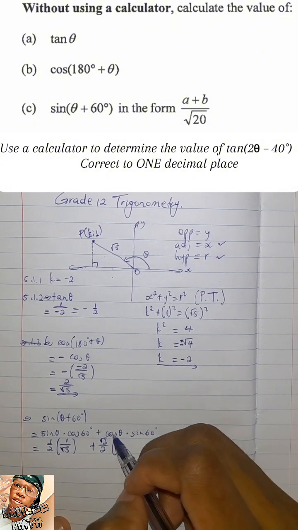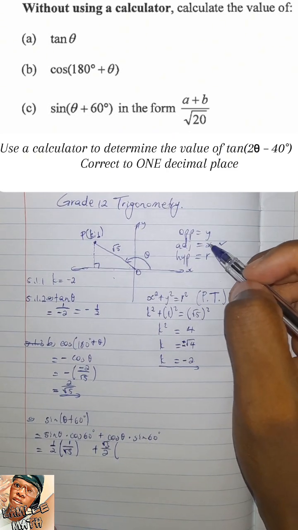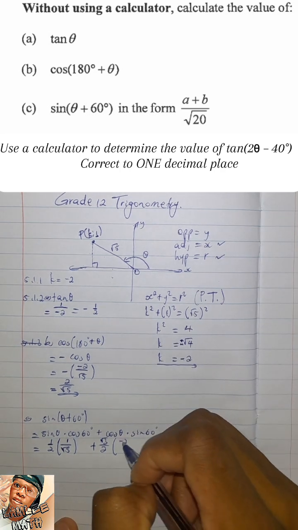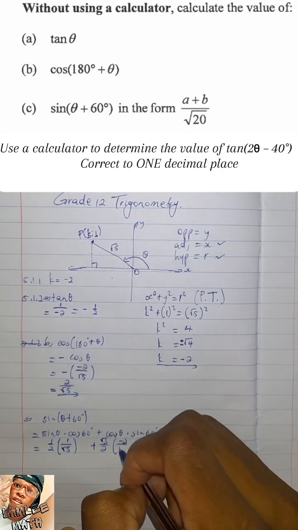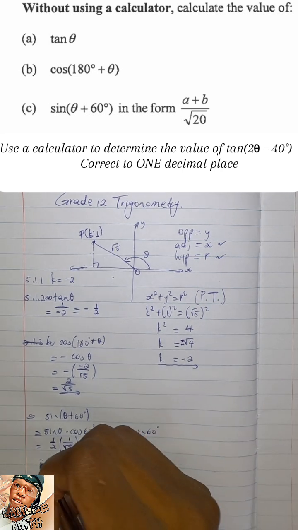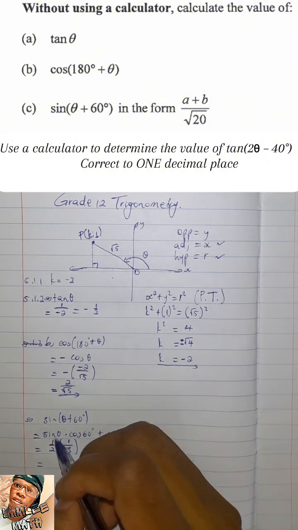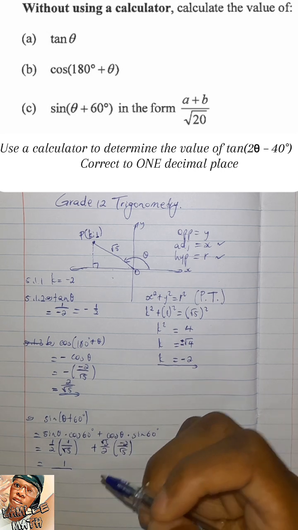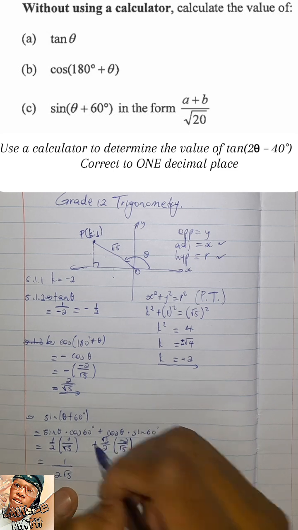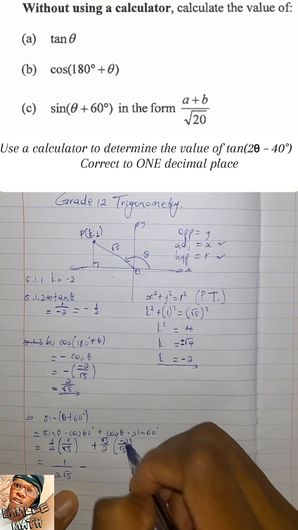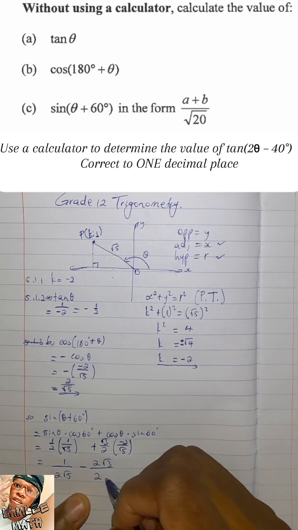What about cos theta? Remember that cos is adjacent over hypotenuse. Adjacent is represented by x, and the value of x is -2. Hypotenuse is represented by r, and the value of r is √5. Right. So now it seems like we're going to have the same denominator, so we're just going to add the numerators. So 1 multiplied by 1 is 1 over 2√5. 2 multiplied by √5 is 2√5. Positive multiplied by negative is negative. 2 multiplied by √3 is 2√3, divided by 2 multiplied by √5, which is 2√5.